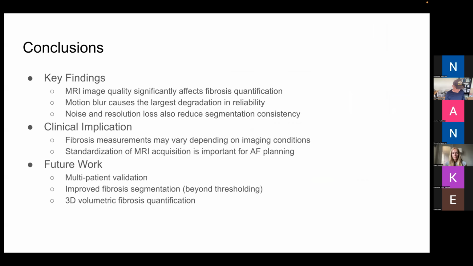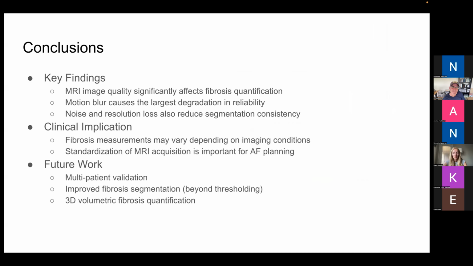So in conclusion, the simulation shows that LGE MRI image quality has a significant effect on fibrosis quantification. Among the tested factors, motion blur had the strongest impact, followed by noise and then resolution loss. And while it is already known that LGE MRI is sensitive to image quality, this project provides a controlled quantitative demonstration of how different types of degradation affect segmentation stability within a consistent framework.